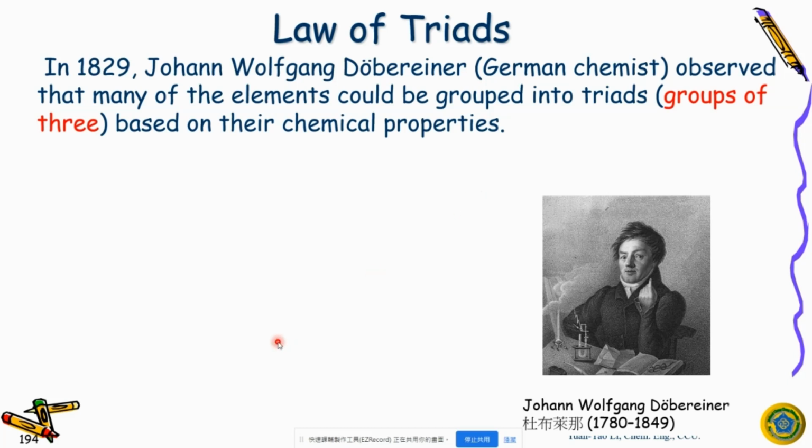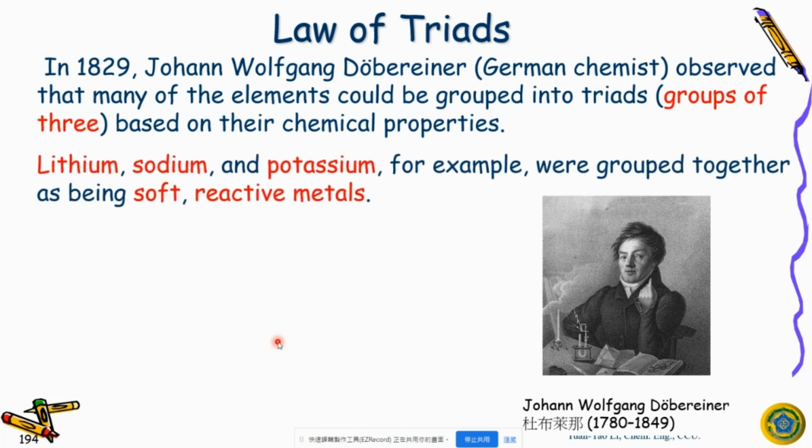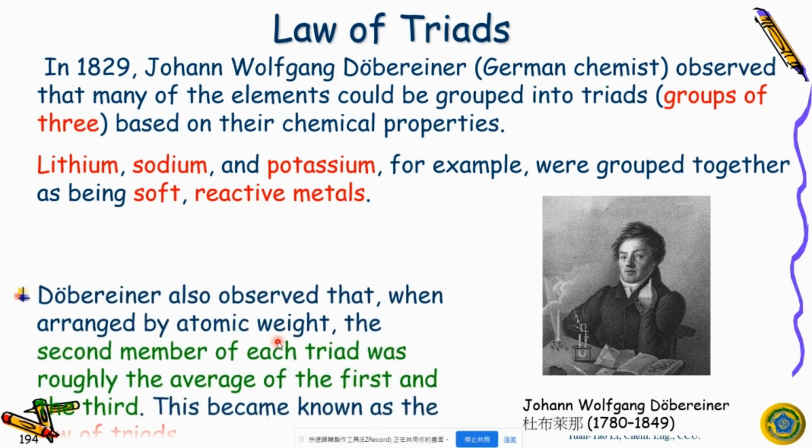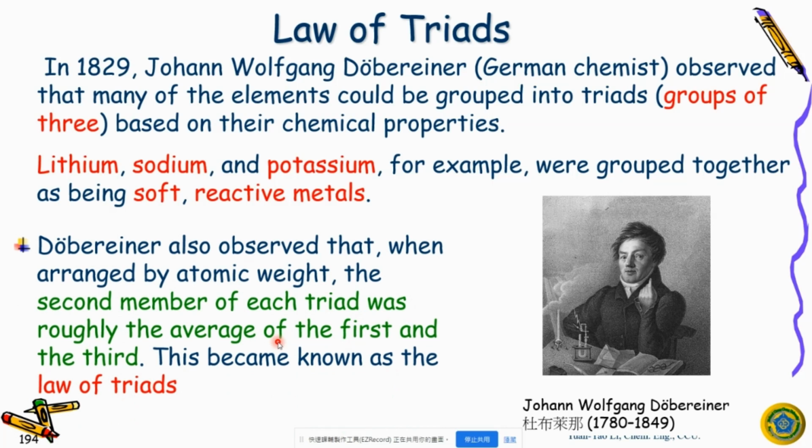At that time, he based it on the chemical properties. For example, he put lithium, sodium, and potassium together, grouped as soft, reactive metals. As we know now, lithium, sodium, and potassium are soft and very reactive because they have only one valence electron, right? And they are very reactive metals. He's right. But is there any better way to group them?